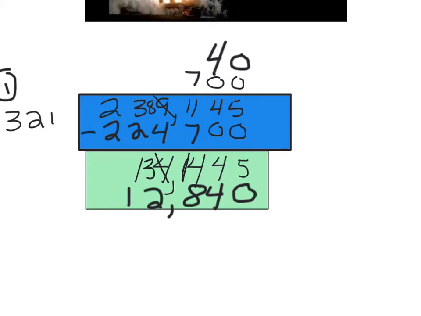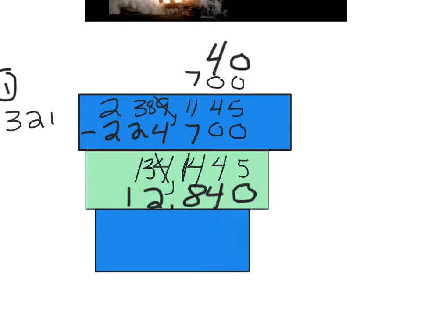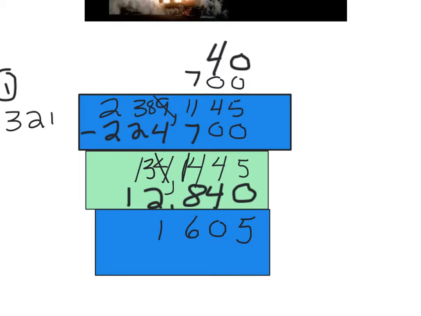So that means I'm going to add another area box right there, and I'm going to subtract. 5 minus 0 is going to give me 5. 4 minus 4 is going to give me 0. 14 minus 8 is going to give me 6. And then 3 minus 2 is 1, and 1 minus 1 is 0, so I don't have to do anything here. I'm going to add my comma in there, and I'm down to 1,605, right?